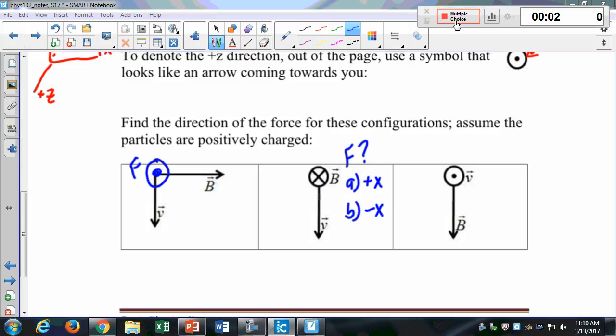Listen, don't try to memorize all the various iterations, because there's a lot of different iterations. You just need to learn the right-hand rule and how to apply it. So here, B is out of the page and B is down. Start with B, fold towards B, and then what direction does your thumb go? Is it A, positive x, or B, negative x?